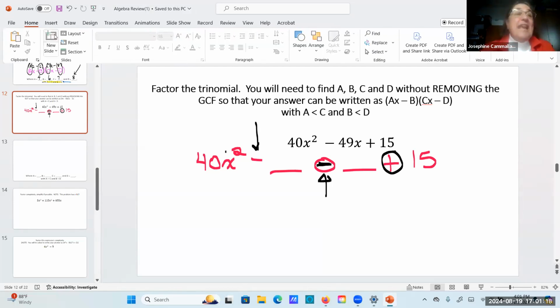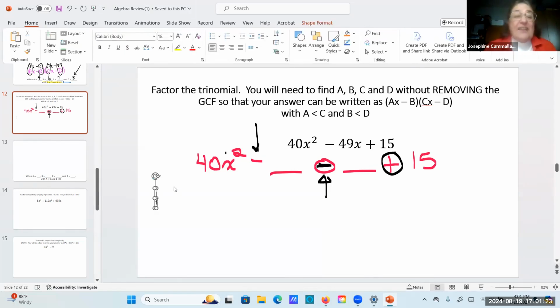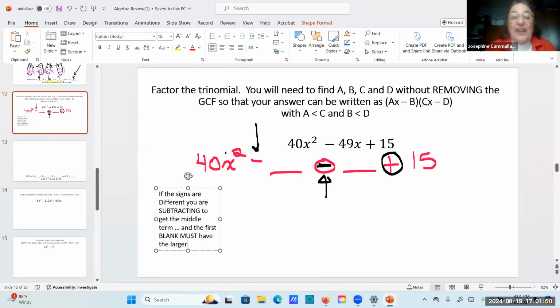And someone just asked, well, what happens if the signs are different? If the signs are different, you are subtracting to get the middle term. And the first blank must have the larger number. And you're going to see that in the future. But these are the same signs.